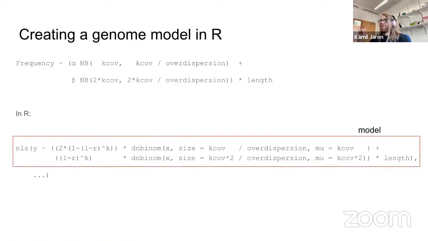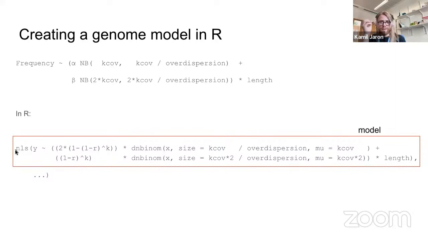Right, so the crucial part that I wanted to tell you and I forgot to add is how to actually generate those models in R. I showed you conceptually how it should look, but I would like to show you how it actually looks like. So we use this function NLS. So it's the least square method, but it's nonlinear.